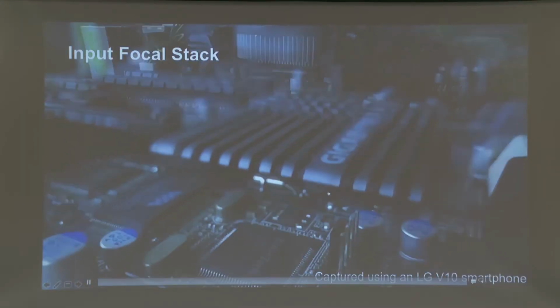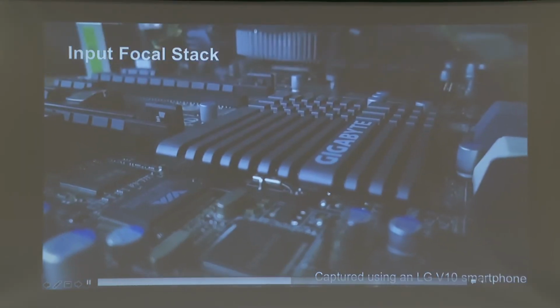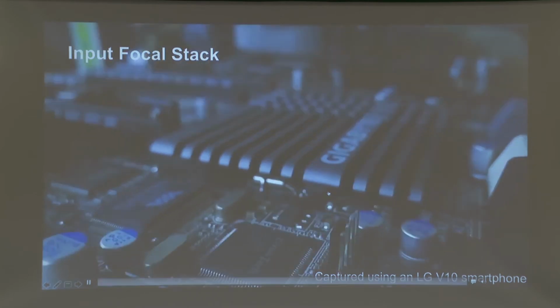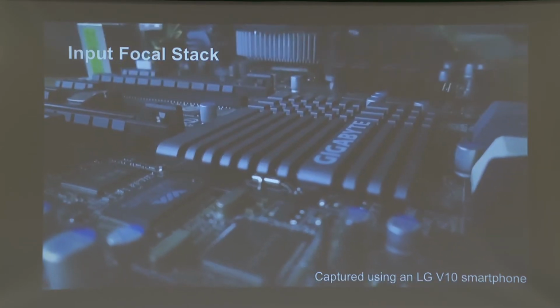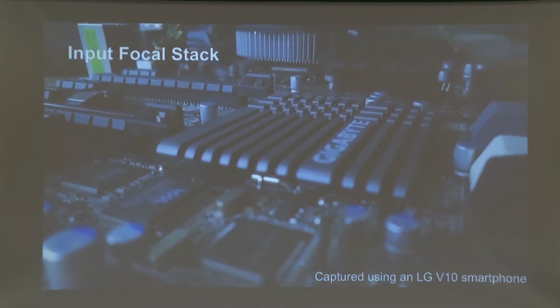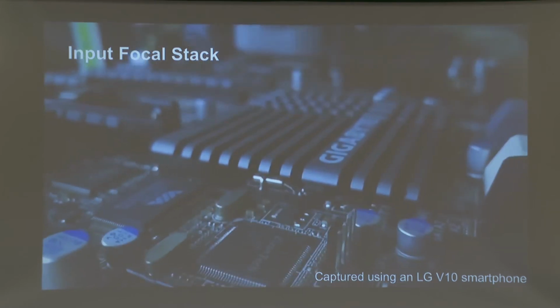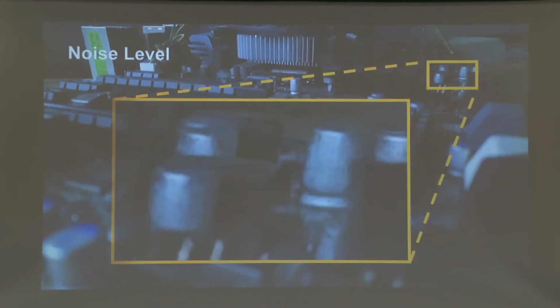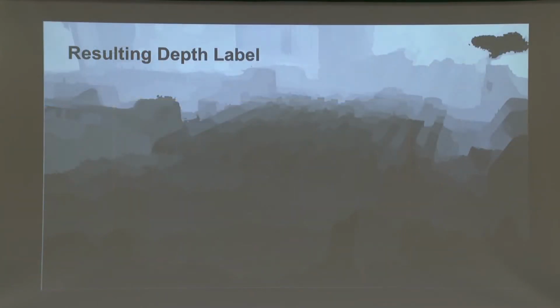So this is the kind of input that you get, the focus sweep. And this is about, I think, 0.6 seconds of just a sweep. This is captured on an LG V10. It allows for manual focus using video. And using that, you can see the type of noise level that we get from a low-lit environment. And using these noisy data, we're trying to get relative depth estimation so that we can use it for other applications. And the kind of results that we get is something like this.